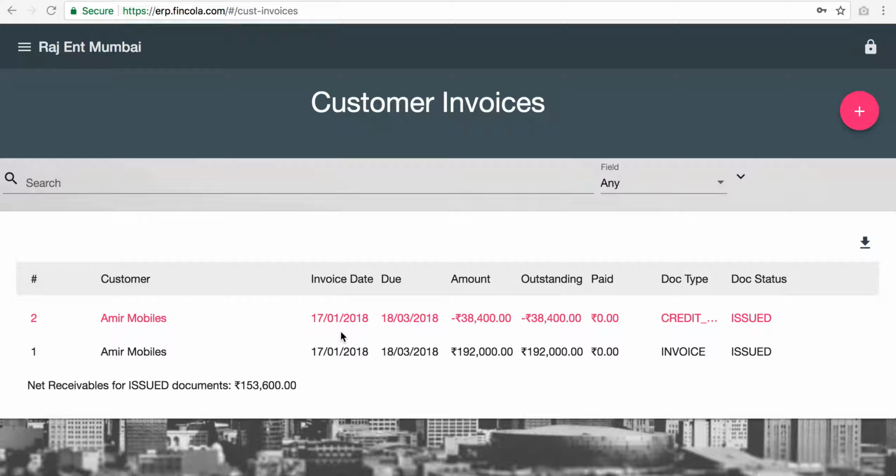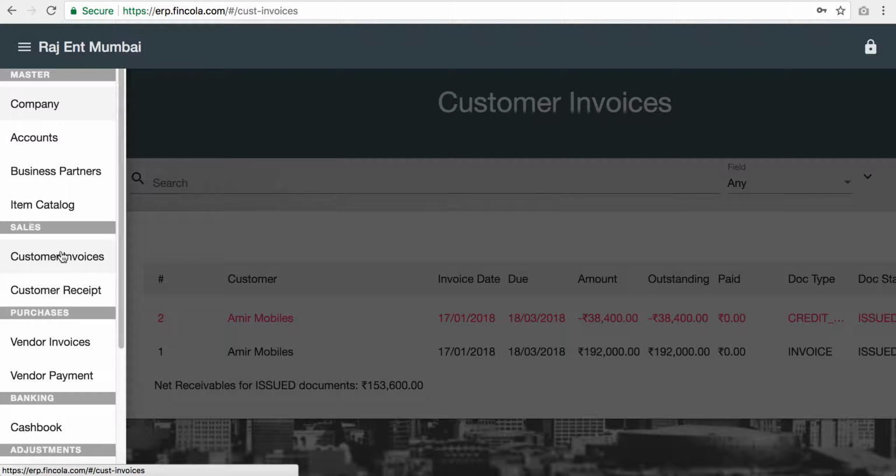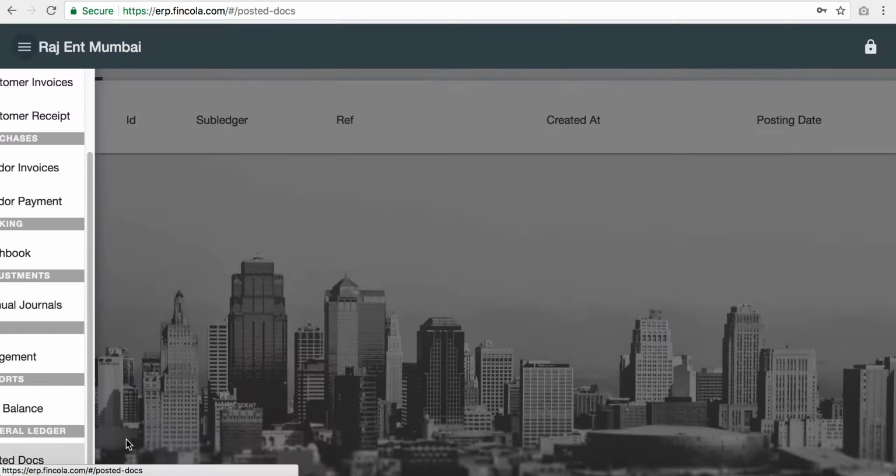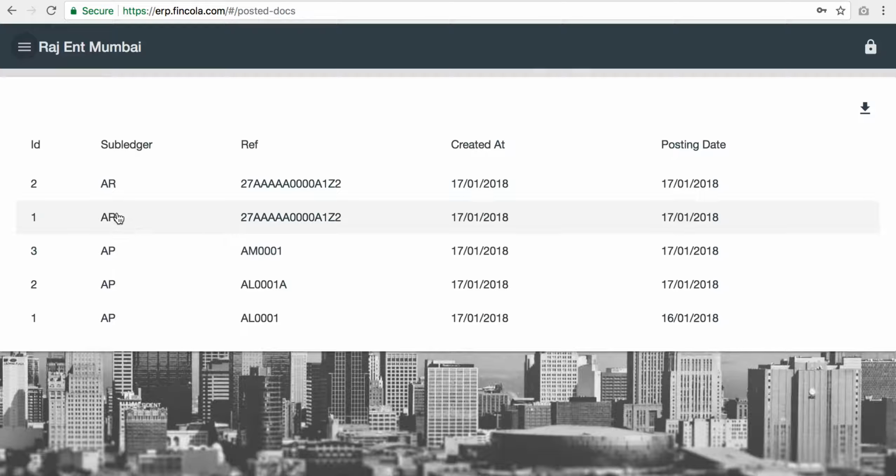So we have created a customer invoice and a credit note that we issue to this customer. I would like to take this opportunity to show what posted docs are. Whenever we issue an invoice or post a vendor invoice, we basically have debits and credits posted to our general ledger. In posted docs right now, we have 5 documents.